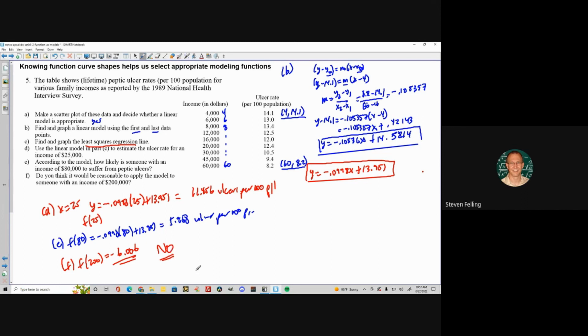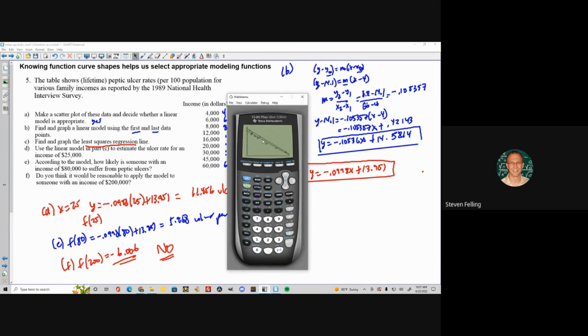And the reason for that is the model kind of indicates that if you go to enough income, eventually you're going to get to a negative number of ulcers. So this in real life would definitely have to level out and be nonlinear at some point. So one thing about models is that they're really only valid over the region of the domain for which they were developed. You really can't use them very far past the points. In AP statistics, we call that extrapolation, and there's a hard, fast rule that you're not allowed to use a model anywhere outside of the region where it was developed.